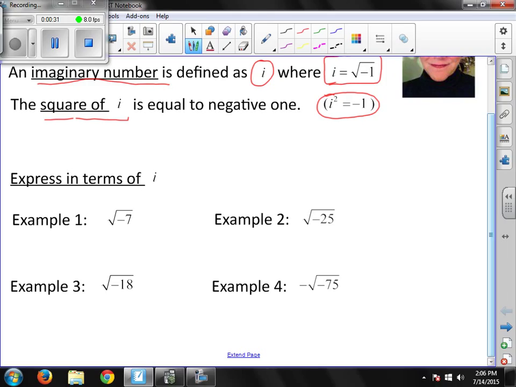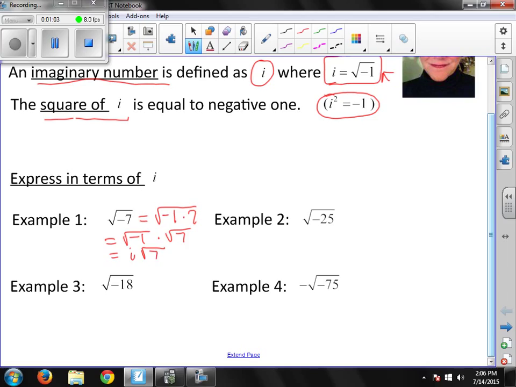Example 1. I want to figure out the square root of -7. So the square root of -7 can be thought of as -1 times 7. If I split these radicals out, I have the square root of -1 times the square root of 7. Well, we know by definition, right here, that the square root of -1 is i, so the answer is i times the square root of 7.